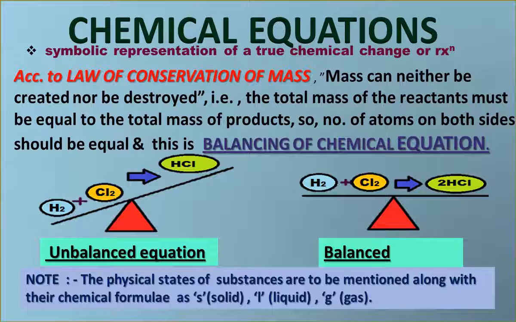In the unbalanced reaction, we have H2 plus Cl2 to give HCl, but we can judge that this is unbalanced. The mass of the reactants is not equal to the mass of the product. So if we place 2 in front of HCl, it gets balanced. Here we get 2H and 2Cl.